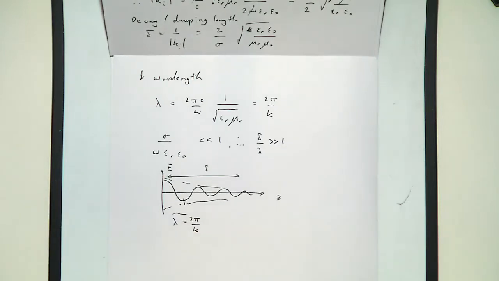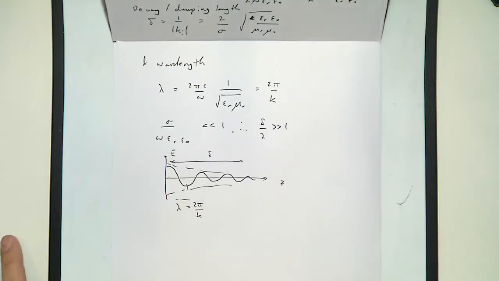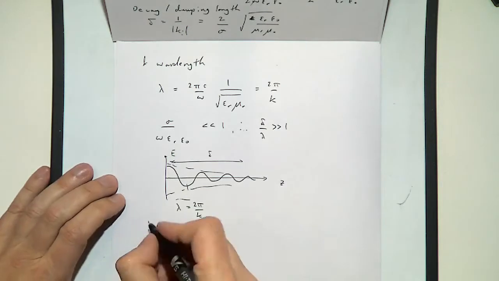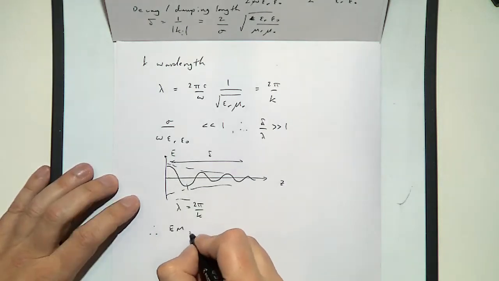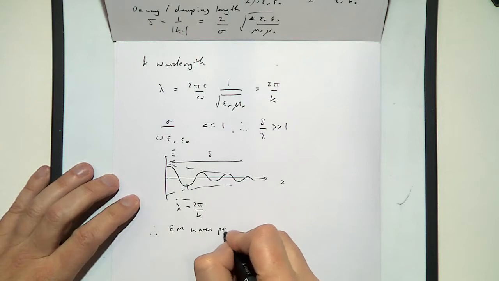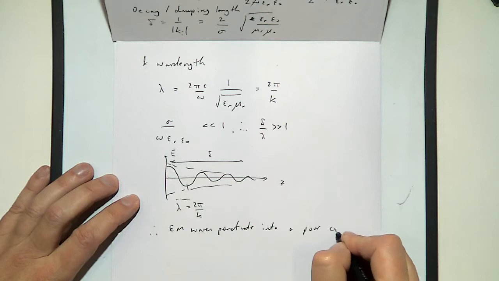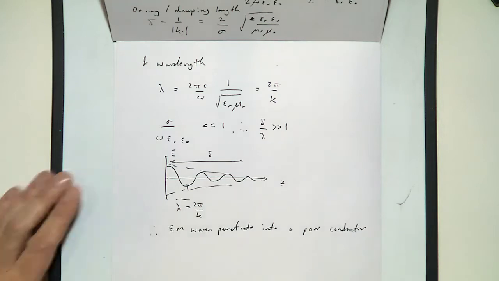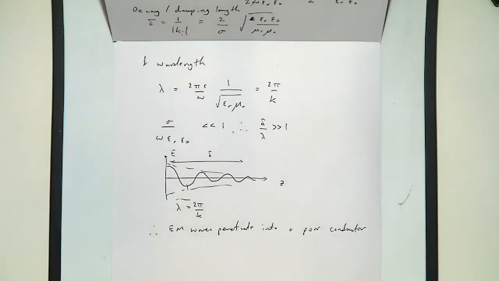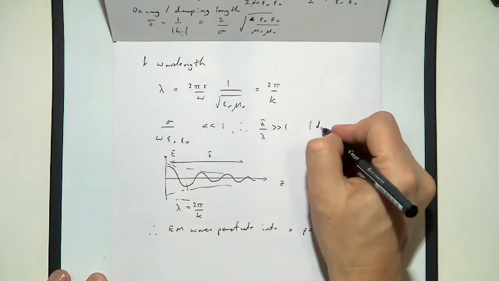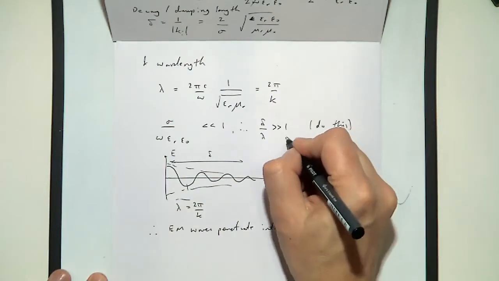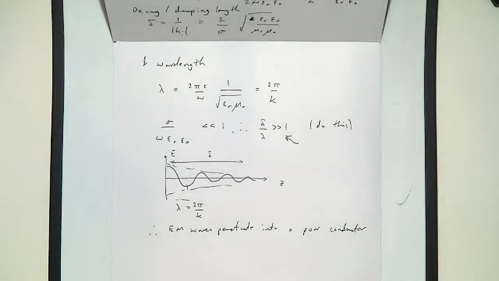That's a skin depth, isn't it? It's how far the radiation will penetrate, which will be bigger than 1 wavelength, much bigger. So our conclusion is electromagnetic waves do penetrate into a poor conductor, but they are attenuated as a function of depth. So I'll just remind you, check that you can do that calculation. All right, so that's the poor conductor case.